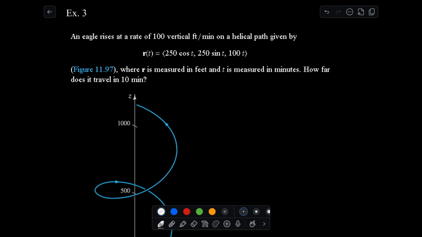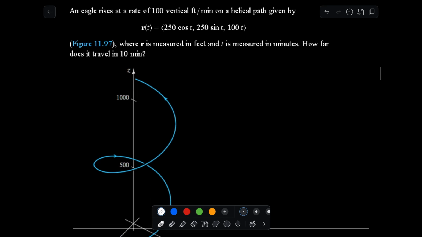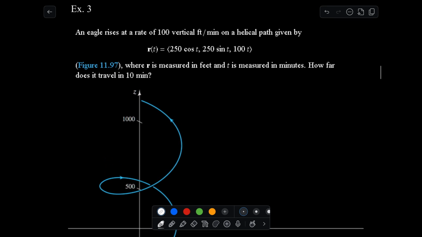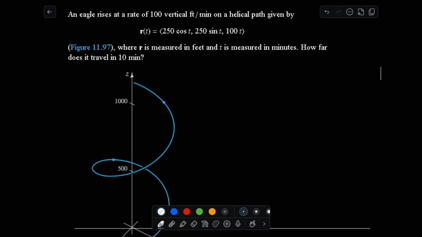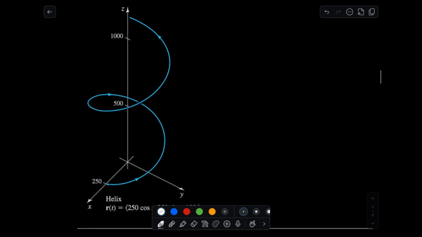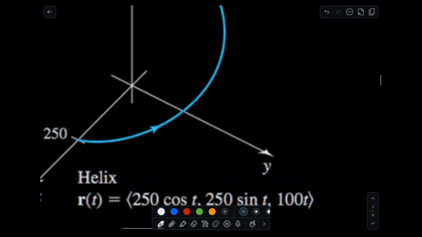Now we're getting into the 3D applications of this, right? So example 3 says that an eagle rises at a rate of 100 vertical feet per minute on a helical path given by r of t equals 250 cosine t, 250 sine t, 100 t, where r is measured in feet and t is measured in minutes. How far does it travel in 10 minutes? So unfortunately, we can't just add up all the circles and all of this. We have to use the Pythagorean theorem rule that we learned earlier.